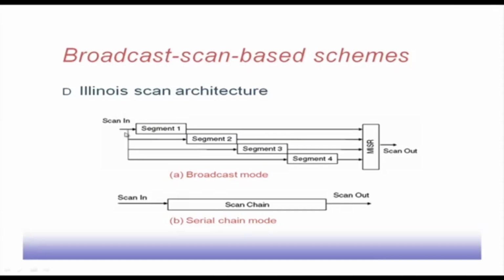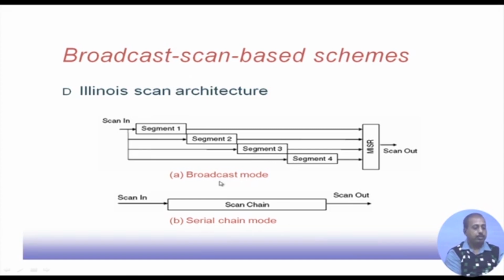So, what is done is that say these scan chain segments, segment 1, 2, 3, 4, may constitute 4 multiple scan chains, 4 parallel scan chains. The same scanning input is going to all of them. In the broadcast mode, the same scanning input will go to all the segments, so they will get the same pattern. That way the testing will be fast because the loading time will be less.